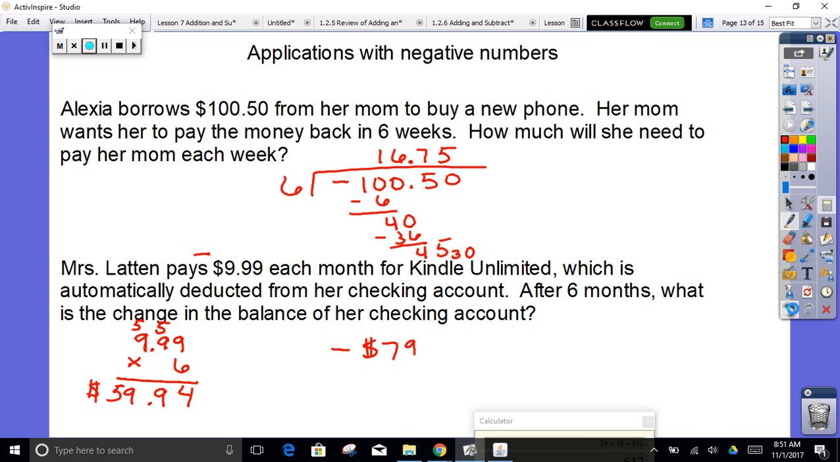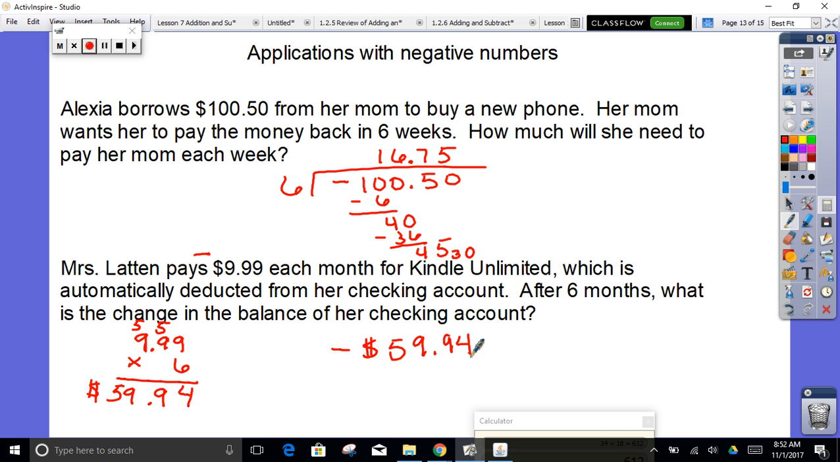Whoops, why did I write 7 when I said a 5? $59.94. That's a lot of money to have Kindle Unlimited, and I wasn't using it a whole lot. So that's why I stopped getting Kindle Unlimited, because it was cheaper for me just to buy the books I wanted to read.